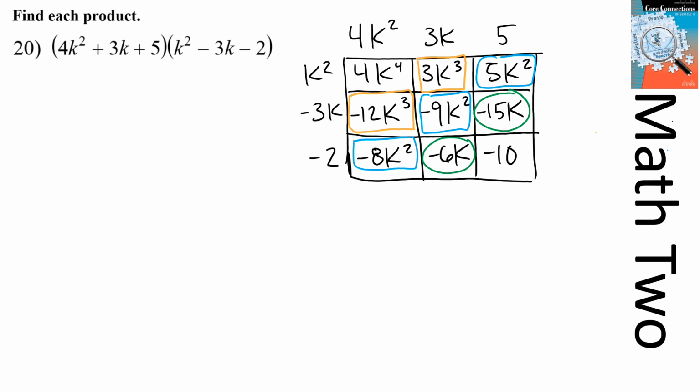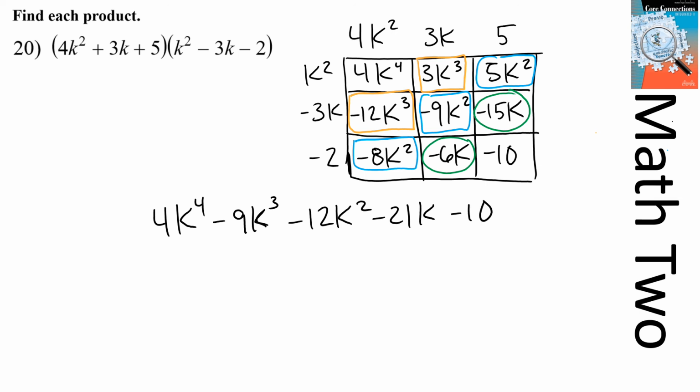So when we combine our like terms and write our answer, the product is, starting in the upper left-hand corner, 4k to the fourth power. And then when I combine negative 12k cubed and positive 3k cubed, I get a negative 9k to the third power. And then in blue I've got, let's see, negative 8k squared and negative 9k squared is negative 17k squared. If I add 5 to that, I believe I'm sitting at negative 12k squared. For the green ones, I end up getting negative 21k squared. And then finally I have a minus 10.